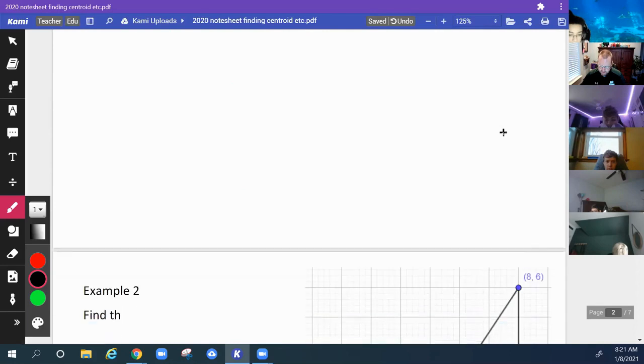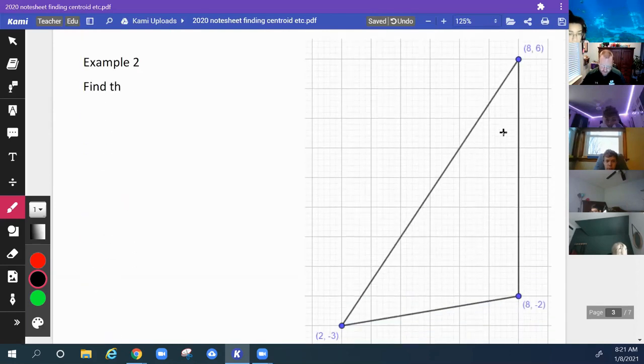I wasn't sure how much the notes would take up. And then when I made the note sheet, look at this. That didn't even copy over, so it's fine. So what this is supposed to say is find the circumcenter.